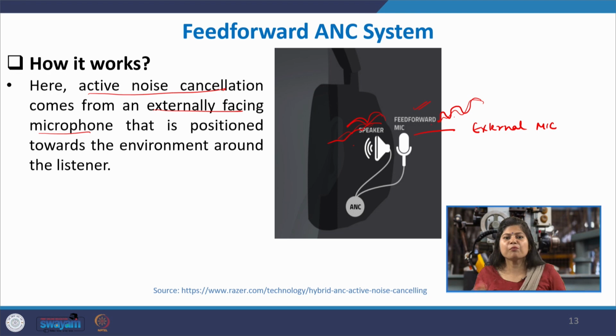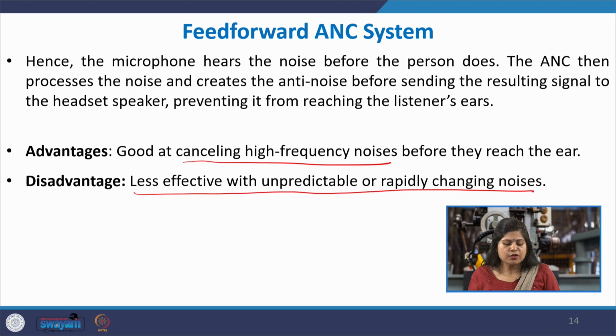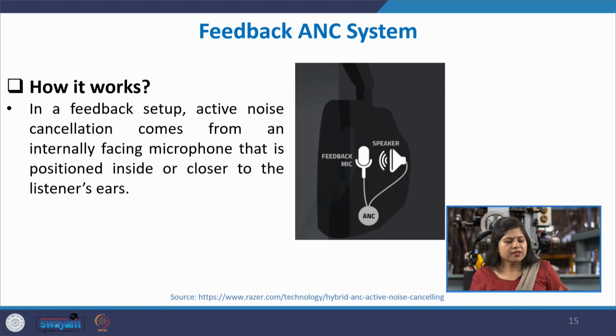So, in that case your perfect cancellation will not be achieved. So, in these unpredictable environments it might not work. The second type of ANC system is where you have only the internal microphone or the feedback mic. Okay. So, what happens, active noise cancellation happens with this internally facing microphone.